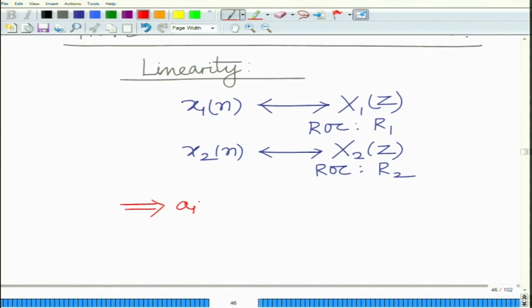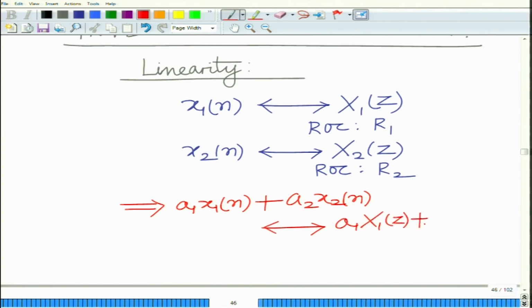A1 x1 n plus A2 x2 n will have z transform A1 x1 z plus A2 x2 z. That is, a linear combination of the input signals results in a linear combination of their z transforms, the same linear combination, that is A1 x1 z plus A2 x2 z. This is the linearity property, and the ROC will at least be the intersection of the two ROCs.